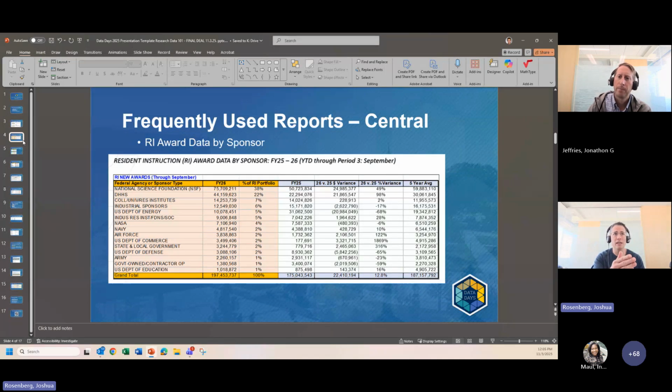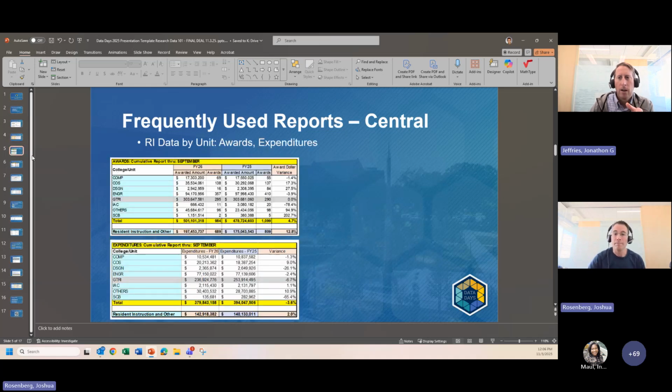So I show it for this year compared to last year. Obviously, the dollar variance compares the two, and then the percentage variance shows the growth or decline in award dollars for that sponsor. And also a 5-year average look, okay? Because it's important to say, all right, for NSF, 75.7 million through these first 3 months, how does that compare to the last 5 years overall, FY22 to FY26?